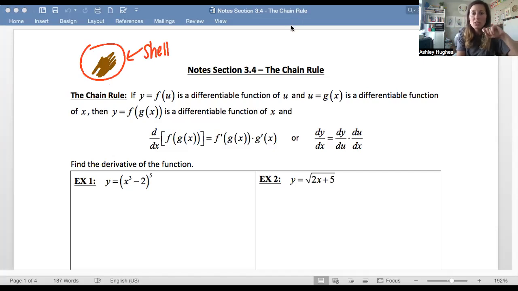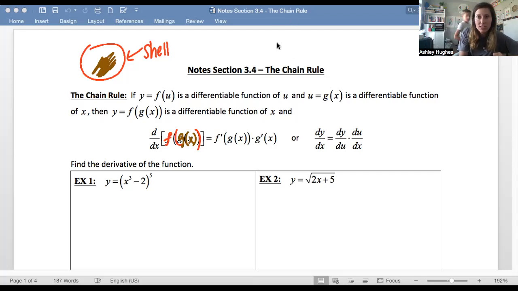And so what we're going to do is when we take the derivative of these functions, you're going to see it's a function with kind of like a shell, like this, f of g of x. So the outside function is like your shell, and the inside function is like your chocolate. And so when you take the derivative, you're going to be taking the derivative of the outside first, which is like the shell. You leave the inside the same, and then you take the derivative of the inside.